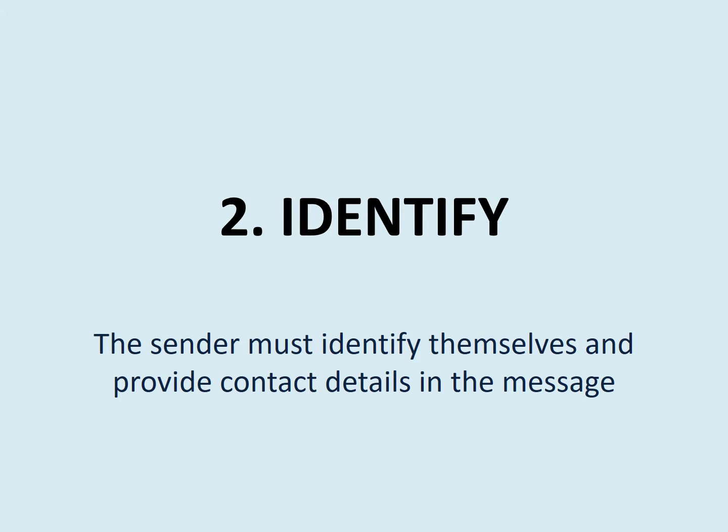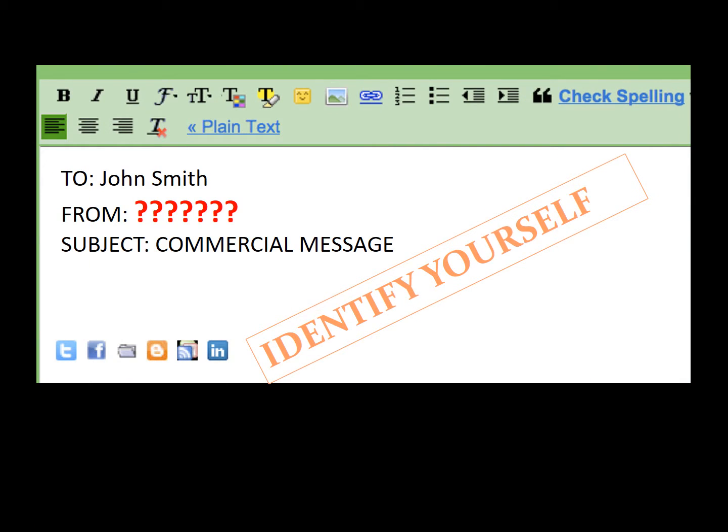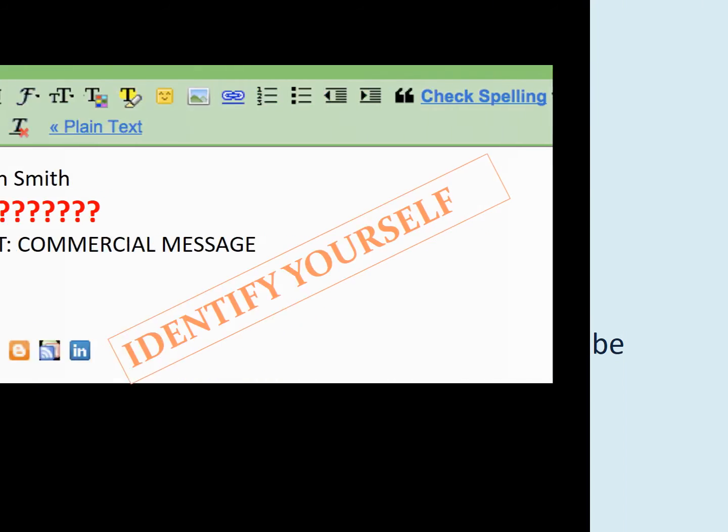The second thing a business sending a commercial electronic message must do in order to comply with the Spam Act is identify themselves clearly and accurately in the message. Details showing how the sender can be contacted must also be included. The identification details should be reasonably likely to be accurate for a 30-day period after the message is sent.